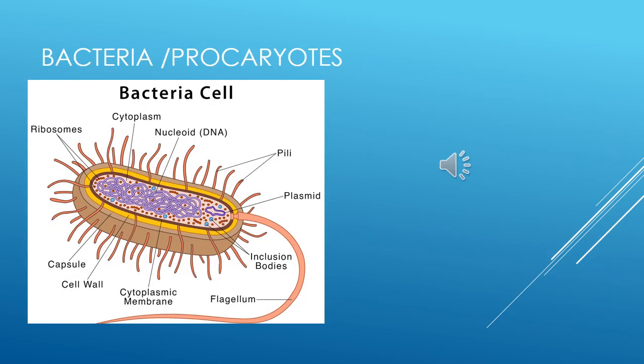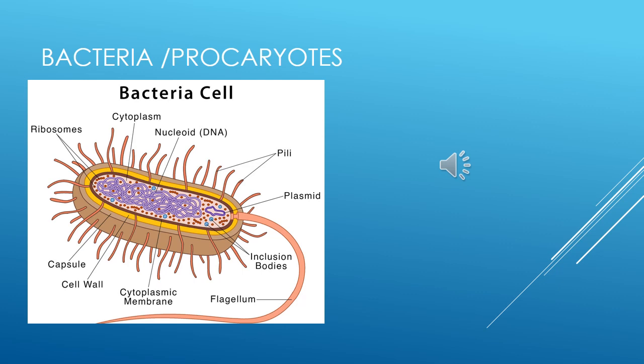The last drawing here is of a bacteria cell. Bacteria, or prokaryotes, are simple organisms, much smaller, but just because they're simpler and smaller than our big multicellular plants and animals doesn't mean they're any less efficient. Bacteria were here way before us, and they're probably going to be here way after we are gone.